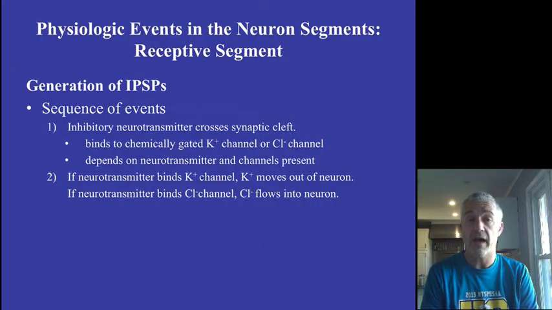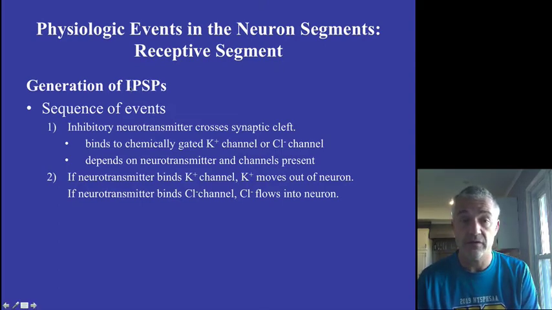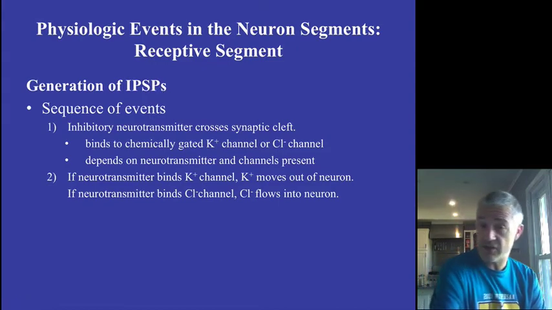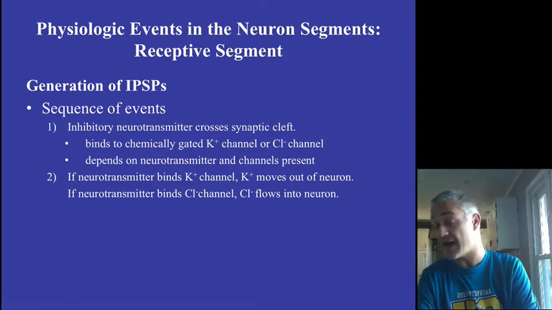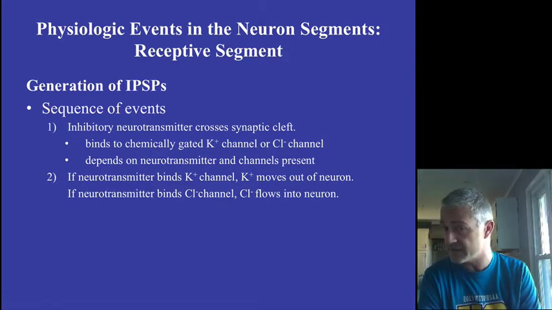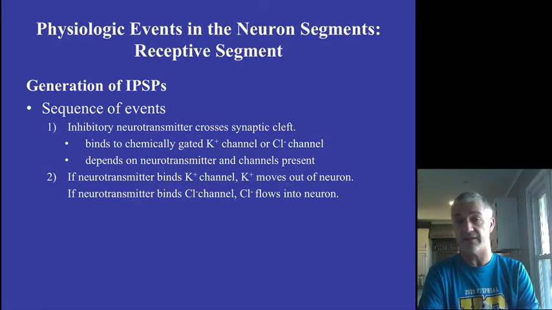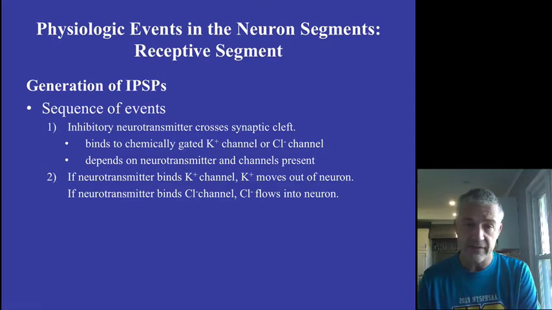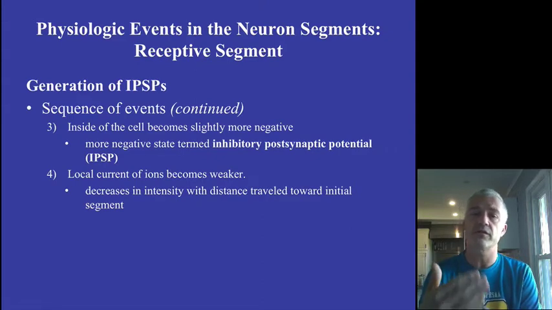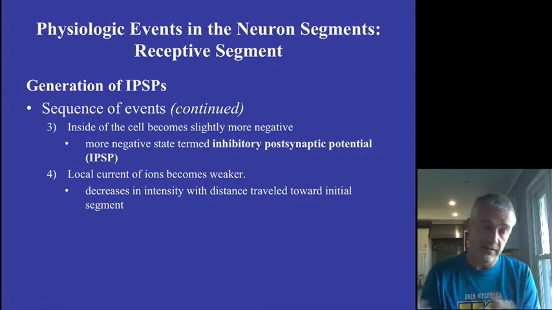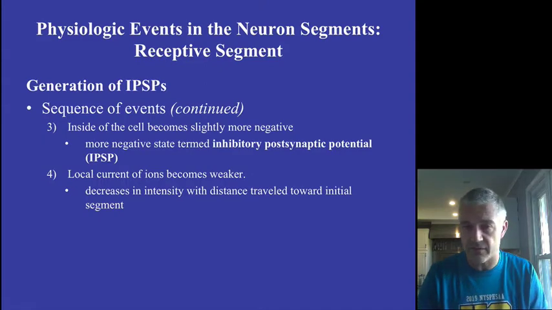We can also have inhibitory postsynaptic potentials, or IPSPs. In these cases, these might bind to potassium channels or chlorine channels, and either let more potassium out of the cell, which is going to make the inside of the cell more negative, or let chlorine ions into the cell, which would also make the inside of the cell more negative. If the cell gets more negative, that is going to move us further away from that threshold value. And again, these are all local. They are spreading out, just like we saw in other ones.